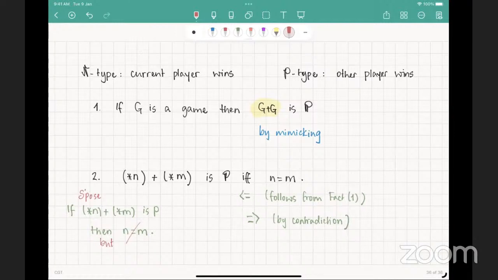But if n is not equal to m, then without loss of generality, let's say that n is bigger than m. The current player can therefore remove n minus m tokens from the n heap, the bigger one, and transform n plus m to m plus m. And this we already know is P.